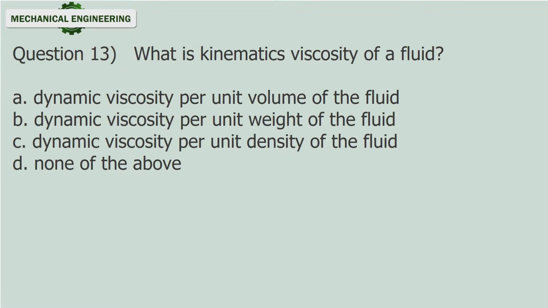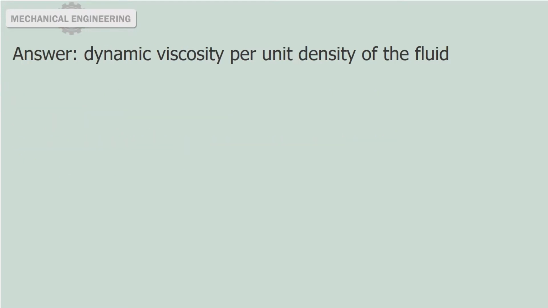Question 13. What is kinematic viscosity of a fluid? A. Dynamic viscosity per unit volume of the fluid. B. Dynamic viscosity per unit weight of the fluid. C. Dynamic viscosity per unit density of the fluid. D. None of the above. Answer: dynamic viscosity per unit density of the fluid.